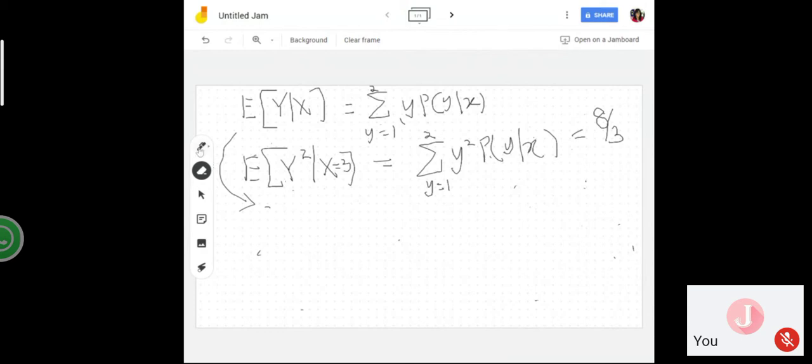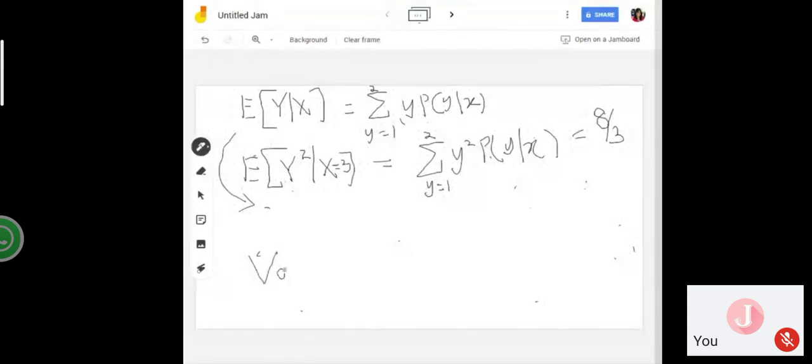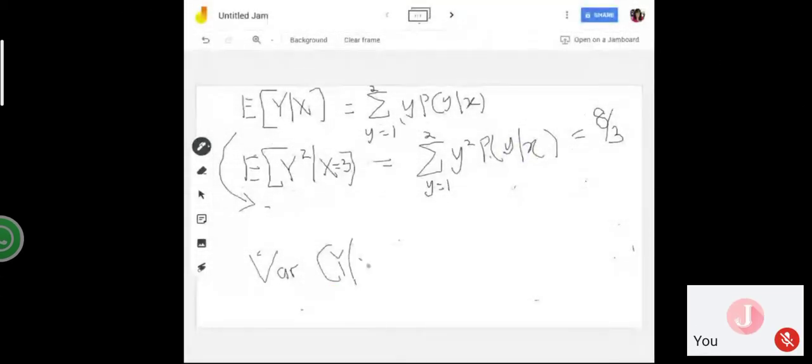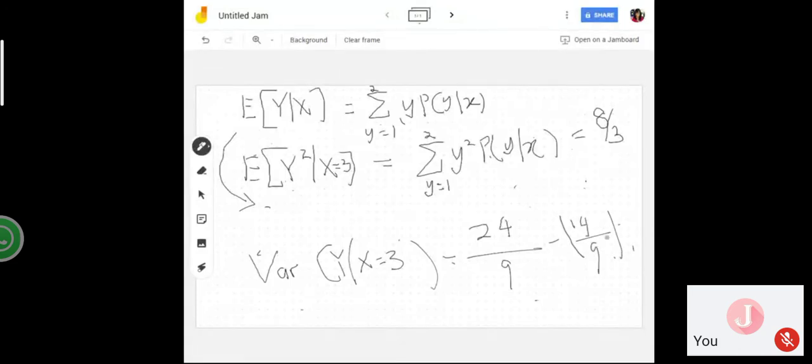Okay, so the variance y given x equals to 3 will just be 24/9 or 8/3. It doesn't matter. Kalau kecilkan dapat 8/3 minus 14/9 squared. So answer will be 20/81. Okay. So the answer is in the notes already.